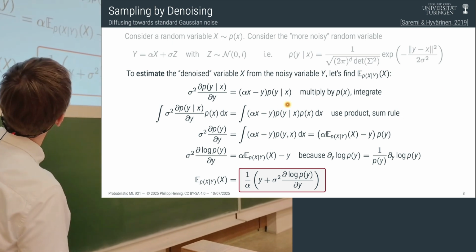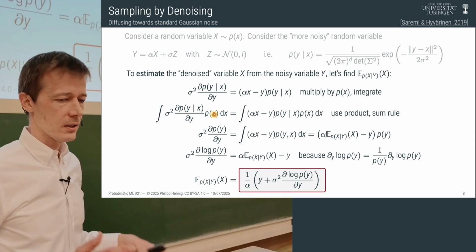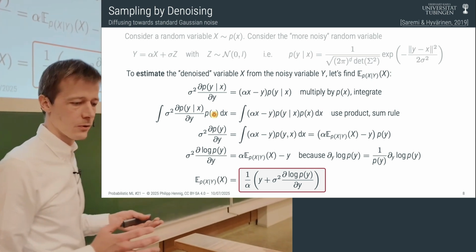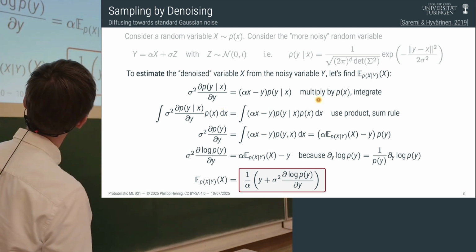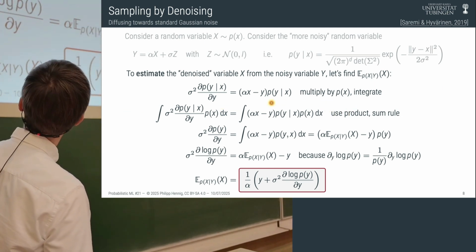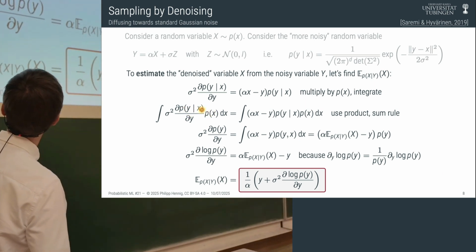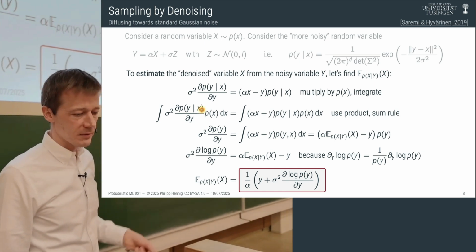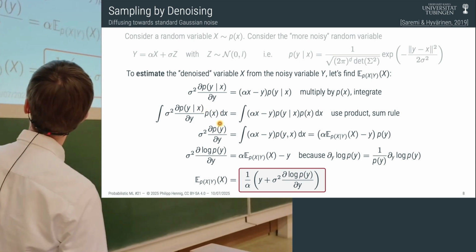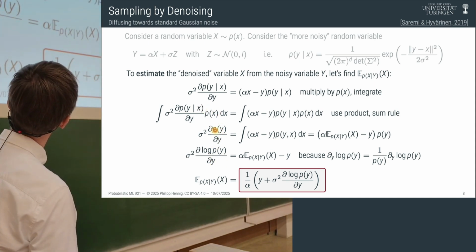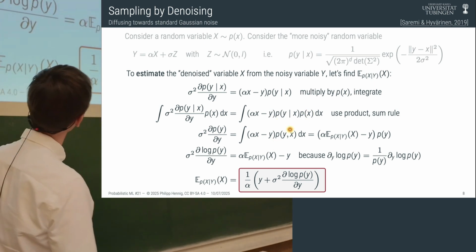Good. Now we multiply by p of x on both sides, which is fine because p of x is assumed to be a non-zero probability density, which we assume to exist. So we can just multiply by it. And then we integrate on both sides against x. So we have multiplied by p of x. Now I'm going to integrate against the x. And now I use the product and the sum rule. So p of y given x times p of x is p of y comma x. And then if you integrate with respect to x, you get p of y. And the integral and the derivative commute, so we can just write dp of y dy. And on the right-hand side, we also get p of y given x times p of x is p of y comma x. And then we can integrate against x.